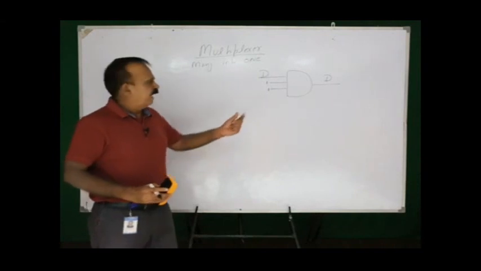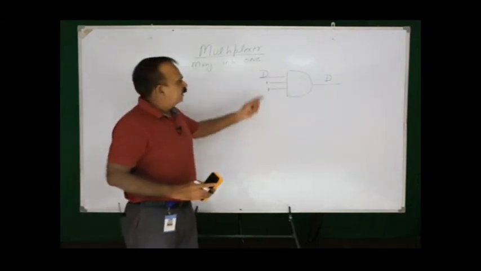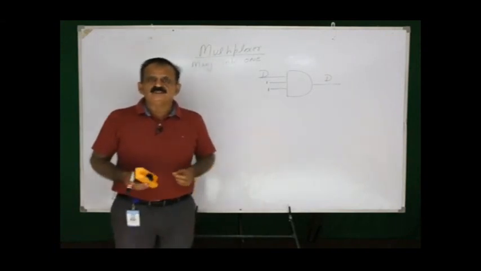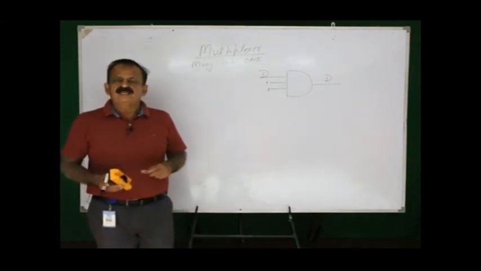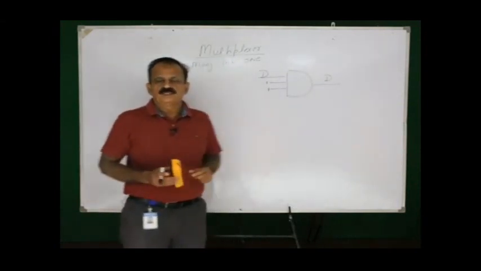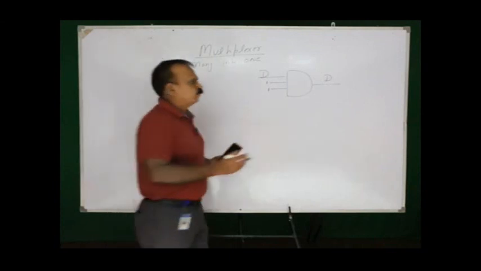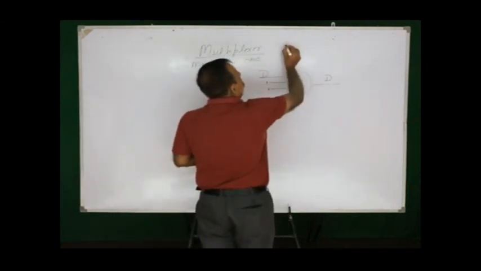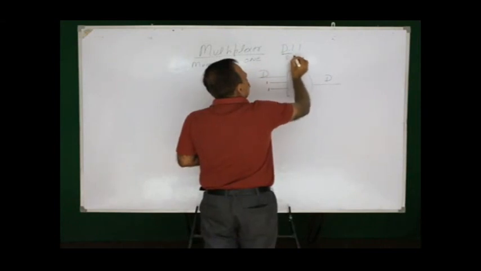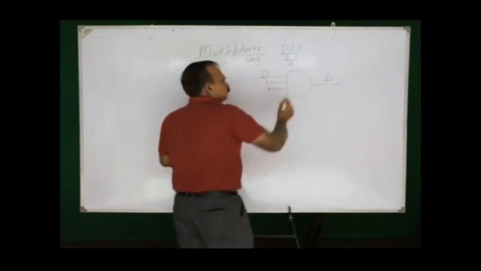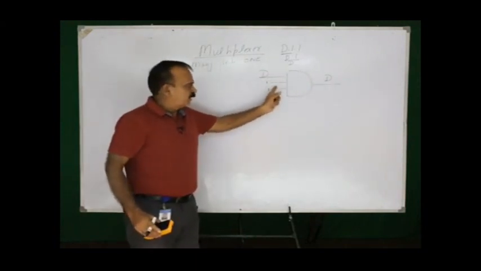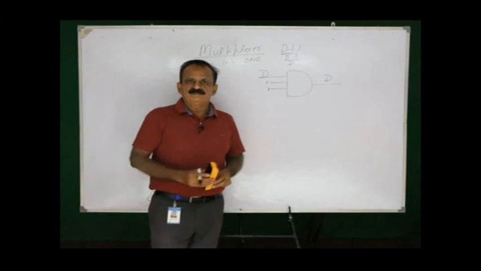This is simple. The AND gate is used for multiplication. It is D into 1 into 1, and as per Boolean algebra, D into 1 will be equal to D, and again D into 1 will be equal to D, and the result finally will be equal to D. That means output will be equal to input when all other inputs are 1.